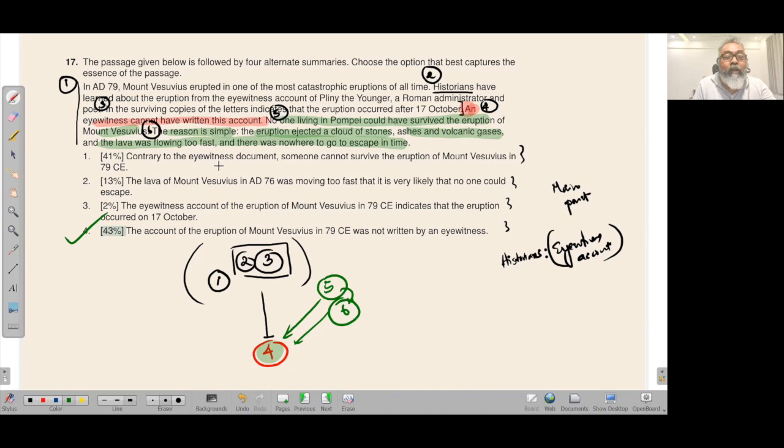This one says, contrary to the eyewitness document, someone cannot survive. First of all, there is another problem with this. Contrary to the eyewitness document, somebody cannot survive the eruption of Mount Vesuvius. That suggests that in the eyewitness document it is mentioned that there are survivors. So there are a couple of issues with respect to this answer choice. The lava of Mount Vesuvius was moving too fast. Again, evidence that is cited. The eyewitness account indicates the eruption occurred on 17th October. All these are not the point. The point is answer choice number 4.